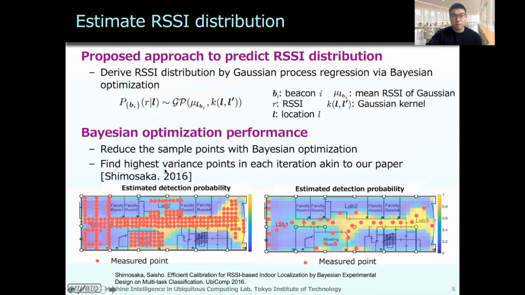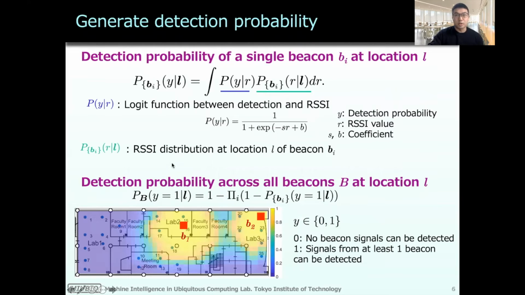Inspired by our previous work, we gather the data of beacons at each high acquisition value location via Bayesian optimization. As a result, we can obtain a close result by reducing most of the data gathering. For each location, by the convolution of the RSSI distribution and the detection probability given RSSI as a logit function, we can derive the signal detection probability at each location.